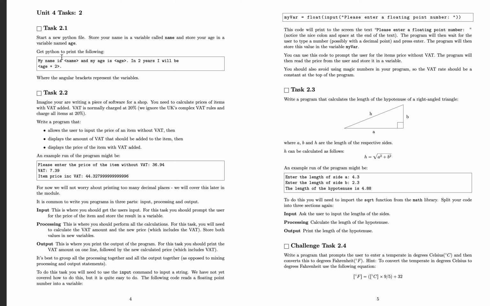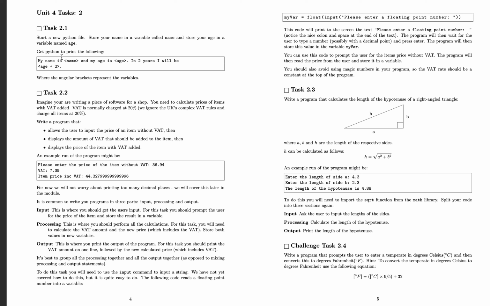For now, we are not going to worry too much about printing too many decimal places, because we cover that in a later session. It is common to write your program in 3 parts: input, processing, and output. So the first part we're going to write is the input part. This is where you should get the user's input. For this task, you should prompt the user for the price of the item and store the result in a variable.